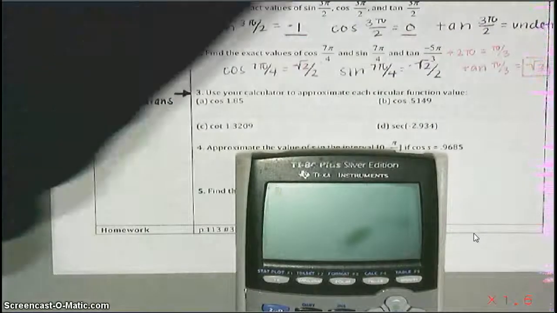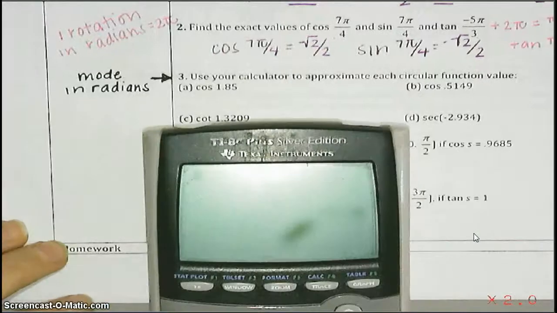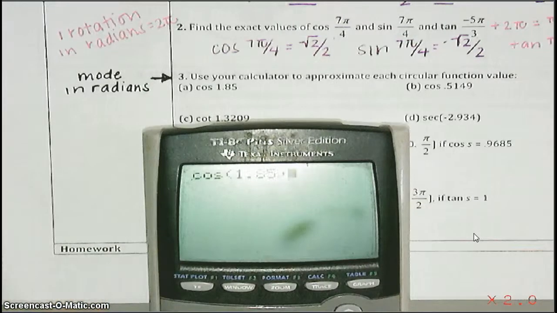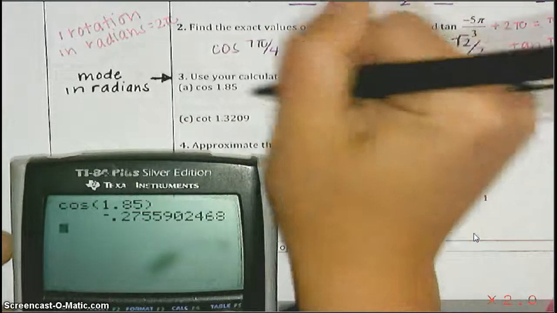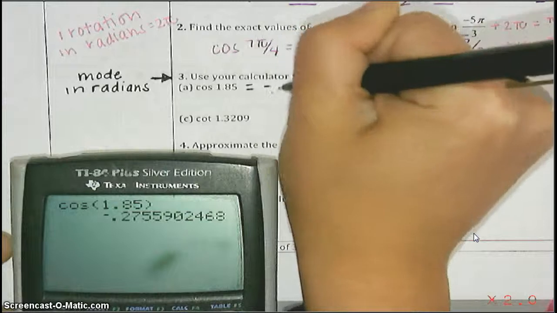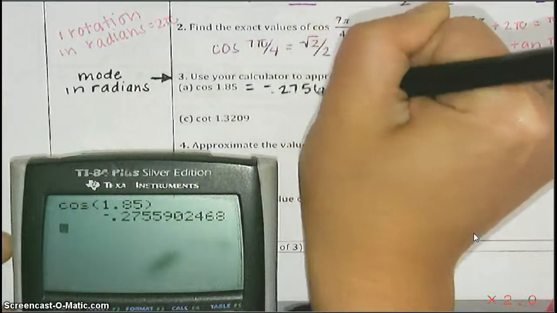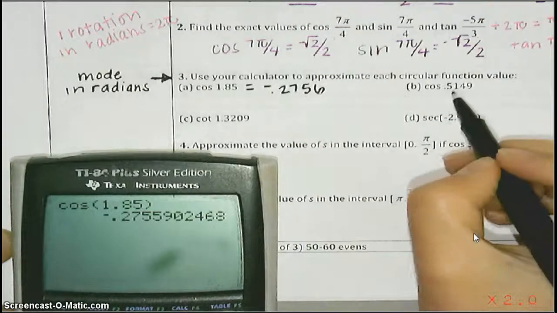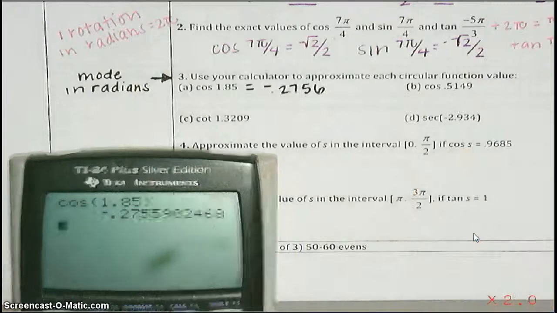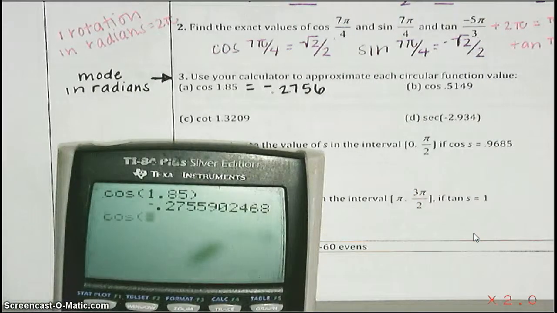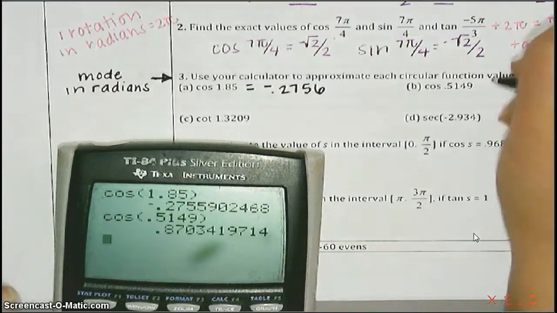For example, cosine of 1.85, just press cosine 1.85, press enter, and you get a negative value, negative 0.2756. Easy, easy, easy. Here, you're going to now do cosine of 0.5149. Easy enough. It is 0.8703.